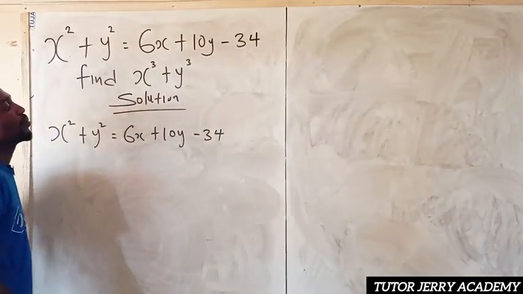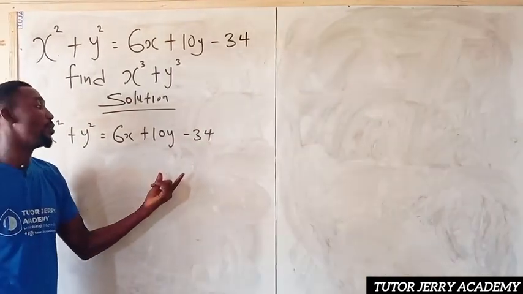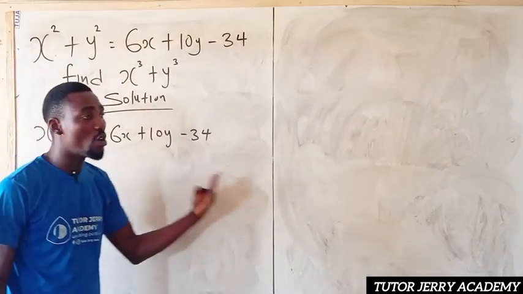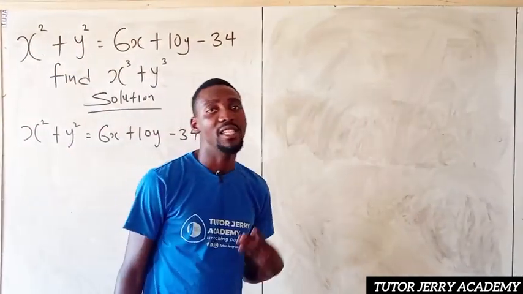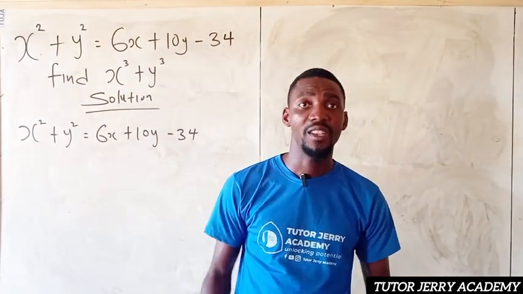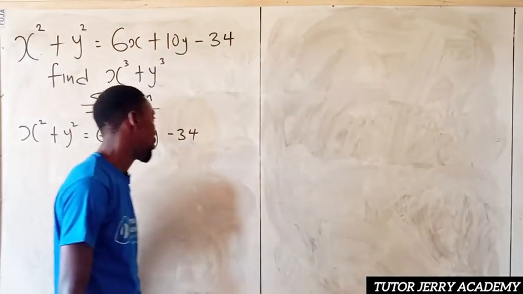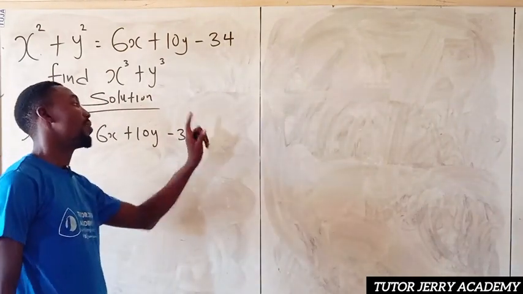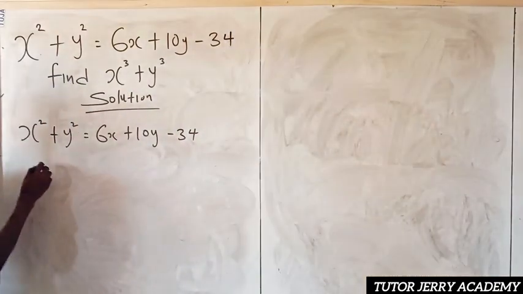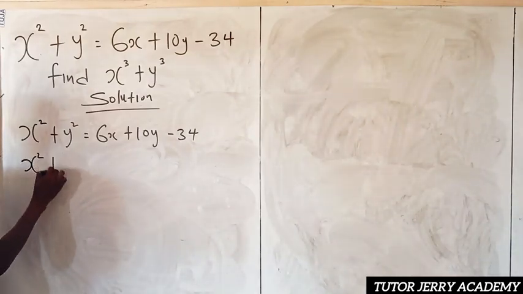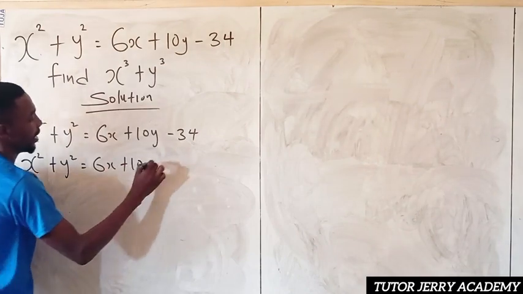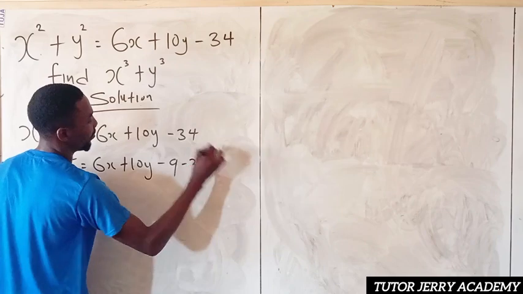All right. So the thing we are going to be doing is this. We are going to rewrite this 34, because we know that negative 9 minus 25 gives us negative 34. So we are going to replace this negative 34 with negative 9 minus 25. All right. So we are going to have x squared plus y squared equal to 6x plus 10y minus 9 minus 25.